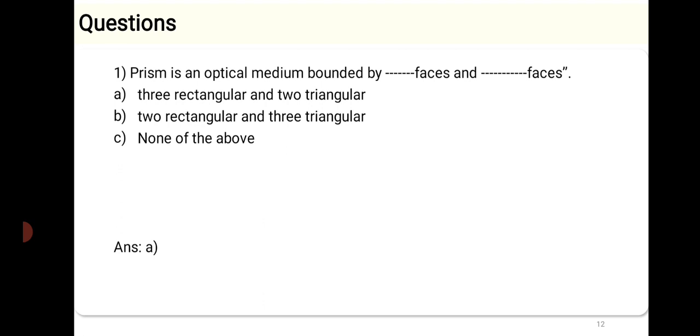We shall discuss some of the questions on this session. The first question: the prism is an optical medium bounded by dash faces and dash faces. Option A, 3 rectangular and 2 triangular. Option B, 2 rectangular and 3 triangular. Option C, none of the above. The answer is option A, 3 rectangular faces and 2 triangular faces. Prism is an optical medium bounded by 3 rectangular and 2 triangular faces. Therefore, the answer is option A.